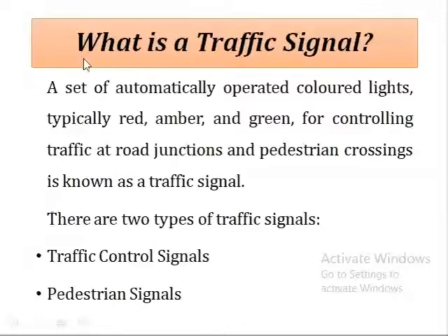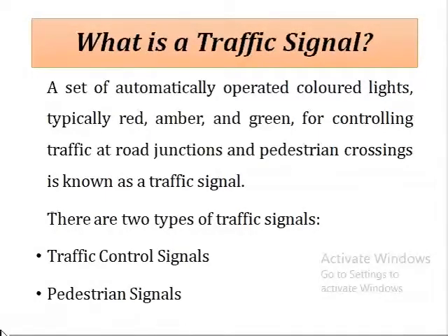Second type of traffic control devices are traffic signals. A traffic signal is a set of automatic controlled, operated or controlled lights, typically red, amber and green, for controlling traffic at road junctions and pedestrian crossings. Basically, traffic signals are provided at a four-legged intersection or a three-legged intersection to control the traffic on that intersection. These are used for pedestrians as well.